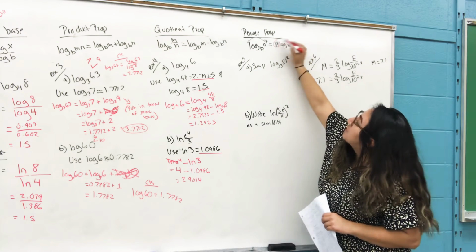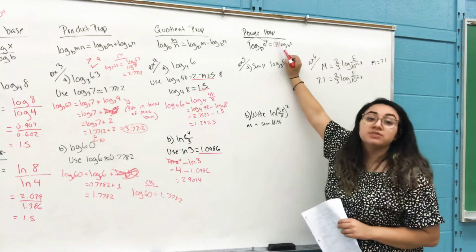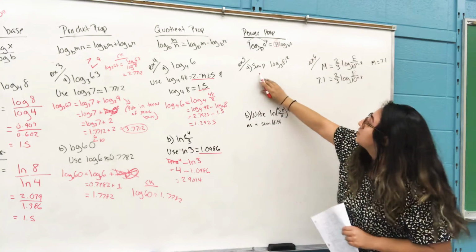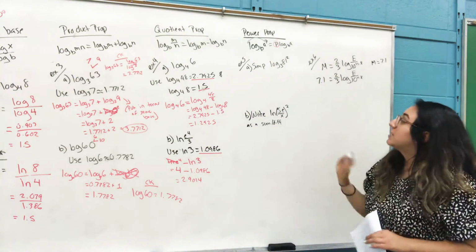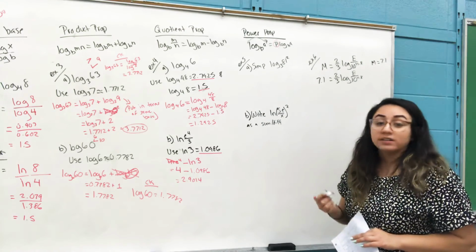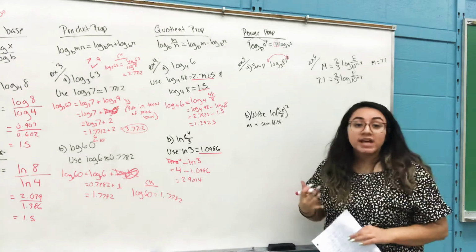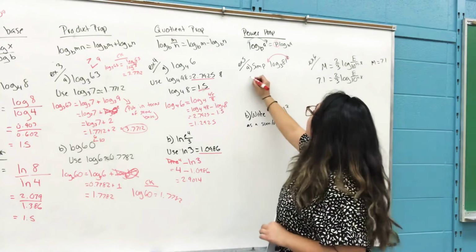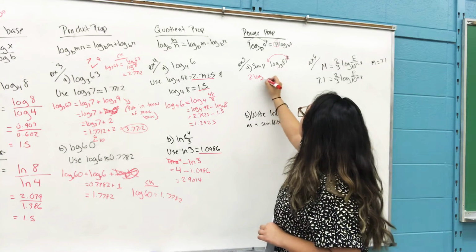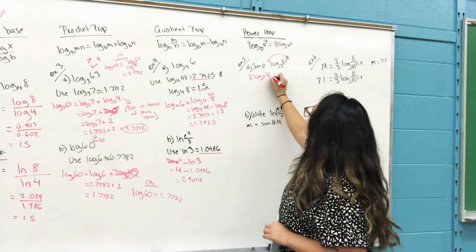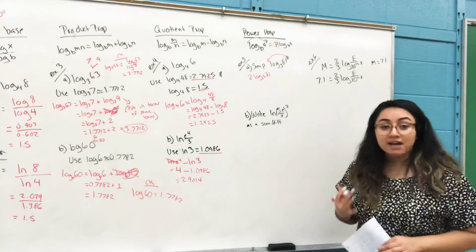So here, this p moved from the exponent all the way to the front. Here, it says to simplify the log base 3 of 81 squared. This 2, now we're going to go ahead and move it. So if we move it, we have 2 log base 3 of 81. So now we have that there.